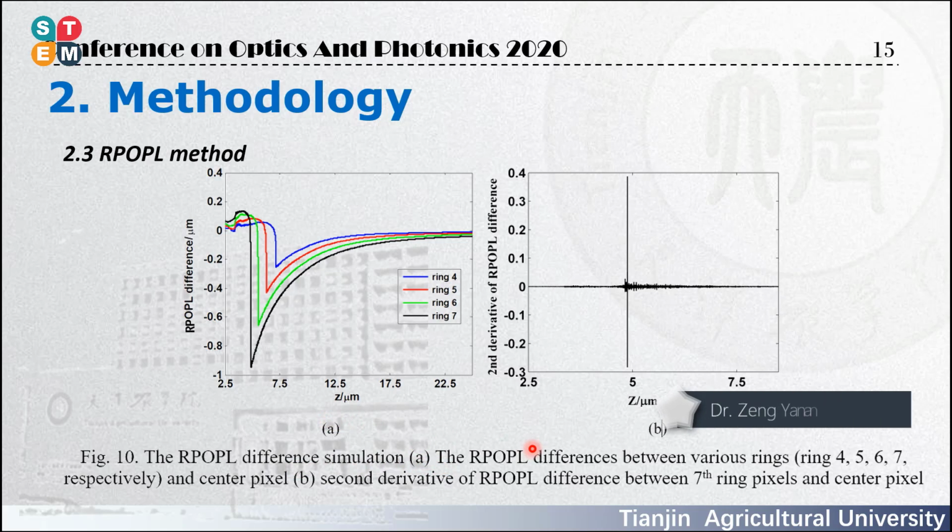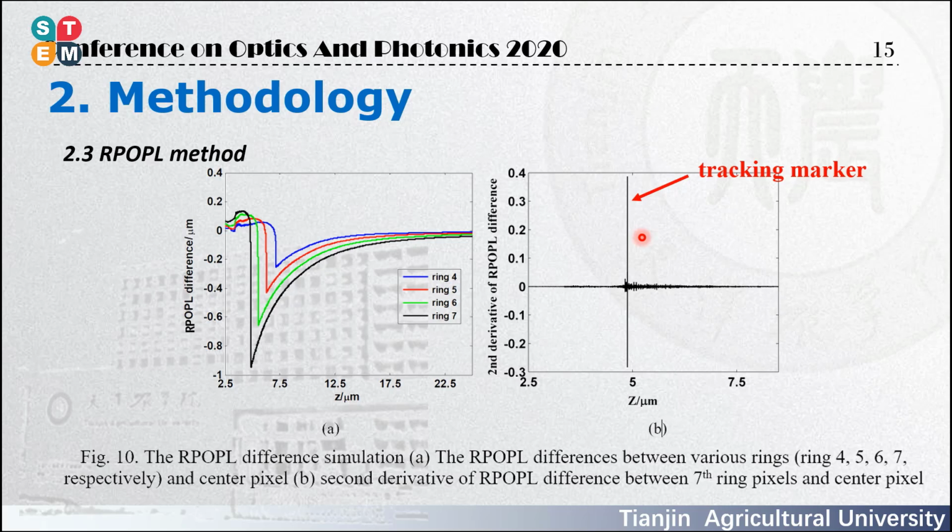In Figure A, an inflection point can be found in the RPOPL differences between various rings and central pixel, and the ring 7 is most obvious among the rings shown here. And if we calculate the second derivative of 7th ring, revealing a peak, which can serve as a tracking marker to measure the particle movement displacement along the optical axis. That is the RPOPL method.